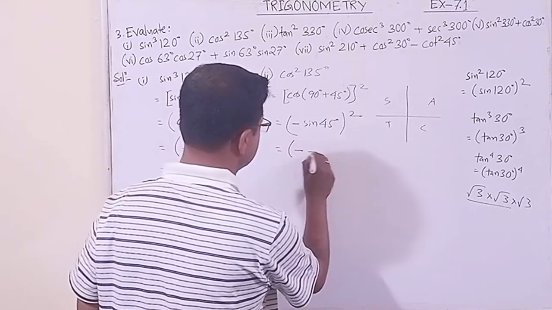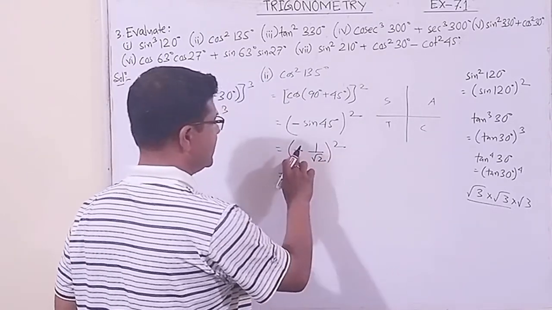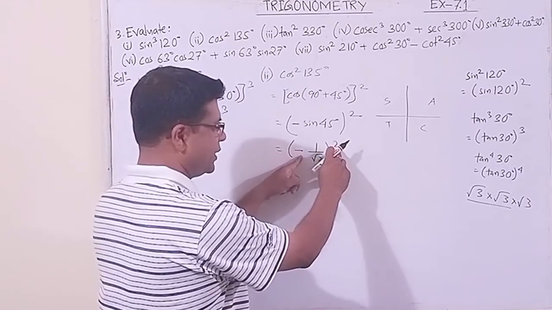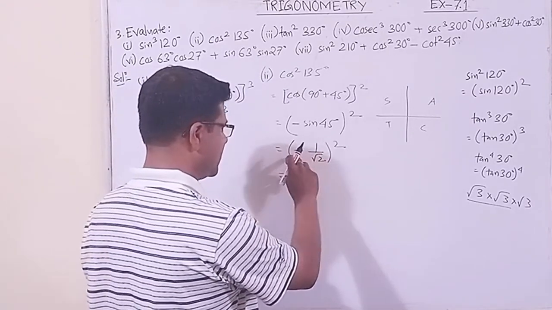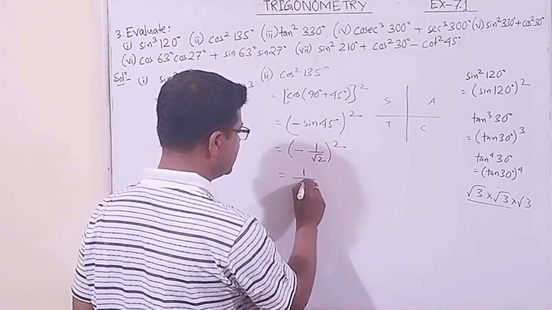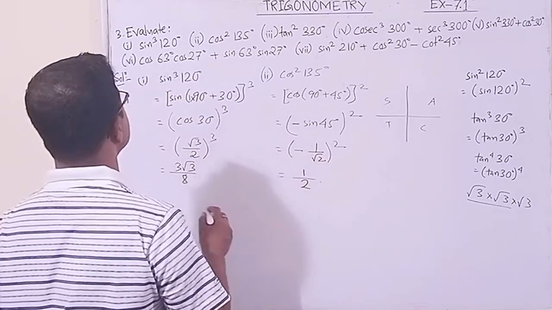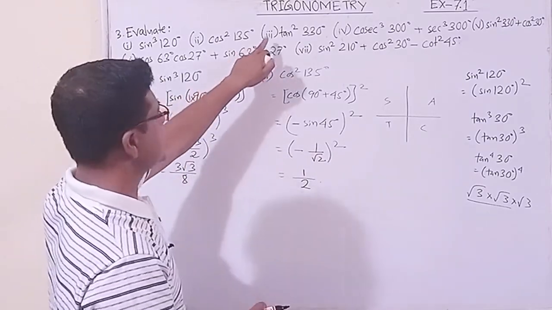1 by root 2, squared. So it is a negative sign and the power is even number. So we know that this answer will be positive. 1 square is 1. Root 2 square is 2. This is done. 1 is done, 2 is done. Okay, now let us move on to do number 3 and 4.